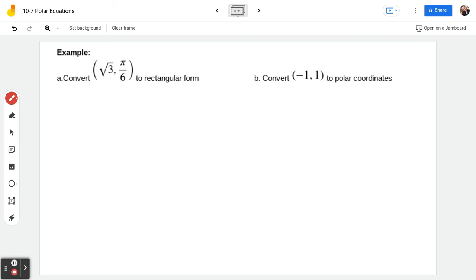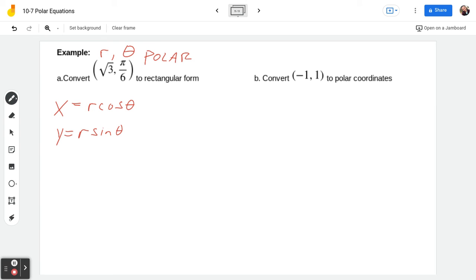First thing we're going to do is convert (radical 3, pi over 6) to rectangular form. Note right now this is in polar form, so I want to switch this to rectangular form. To do that, I know that x is equal to r cosine theta, and I also know that y is equal to r sine theta. Those are the first things that I know. Remember, in polar form, r is my first coordinate and theta is my second.